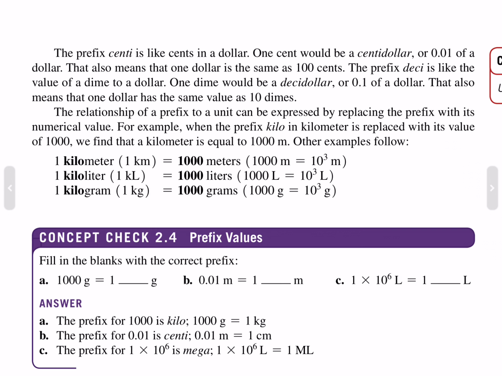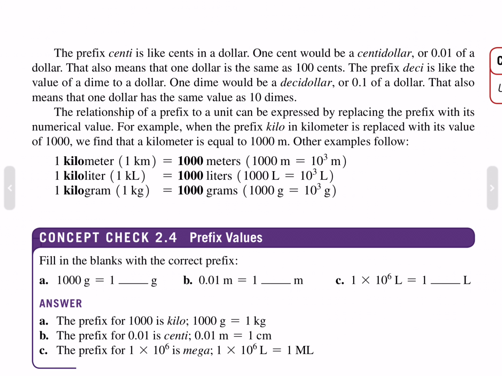The prefix centi is like cents in a dollar. 1 cent would be a centidollar, or 0.01 of a dollar. That also means that $1 is the same as 100 cents. The prefix deci is like the value of a dime to a dollar. 1 dime would be a decidollar, or 0.1 of a dollar. That also means the dollar has the same value as 10 dimes.